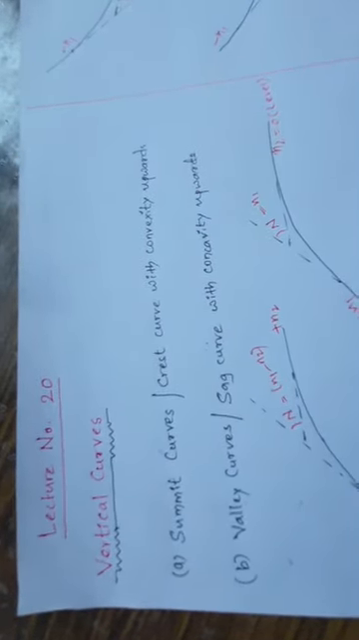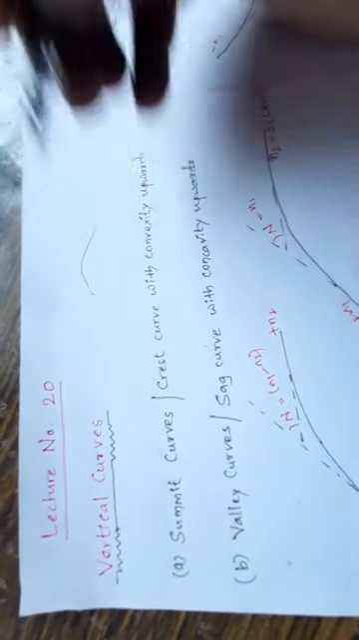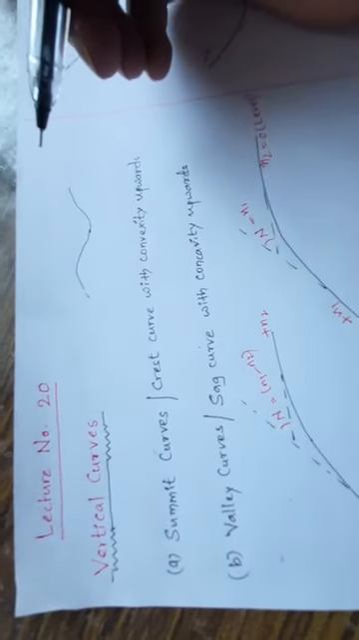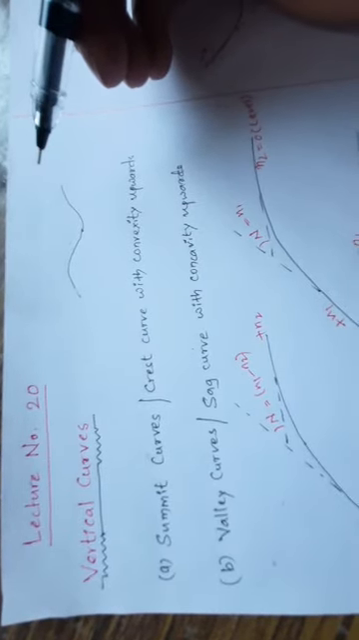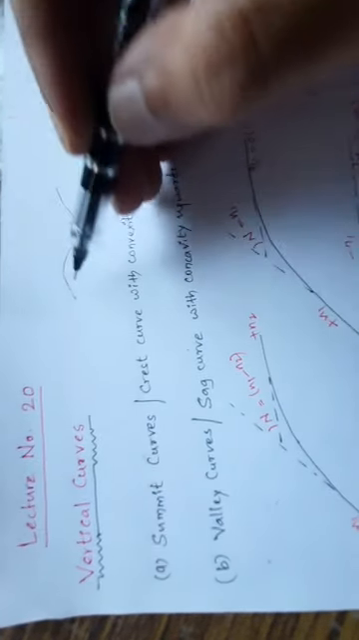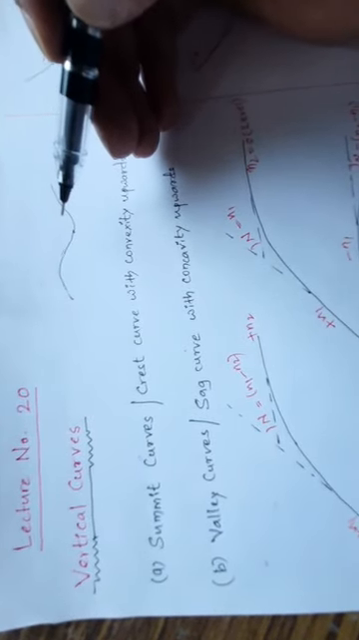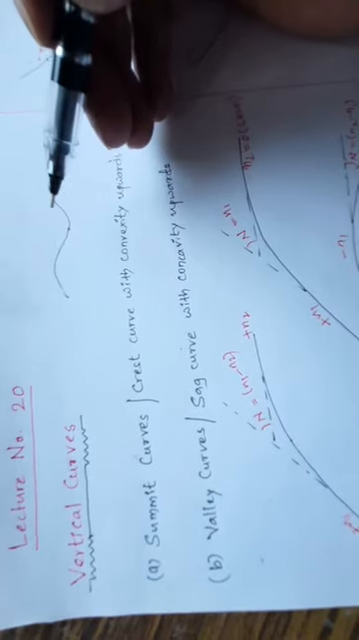Due to the change in grade in the vertical alignment of a highway, it is necessary to introduce vertical curves at an intersection of different grades to smoothen out the vertical profile and thus ease the change in gradient for fast moving vehicles.